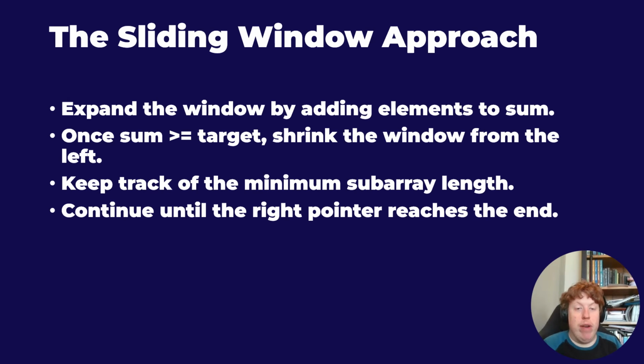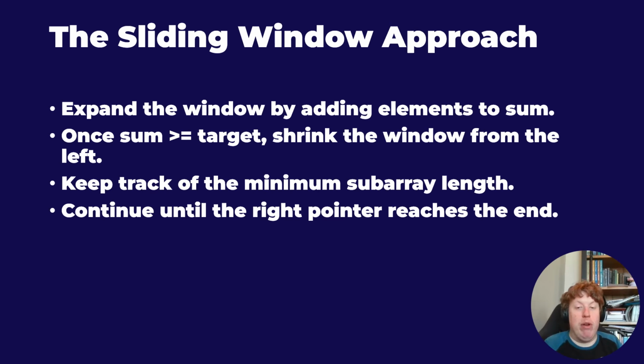Imagine walking across an array with a window that starts small. As we expand it by adding elements, we check if the sum meets or exceeds the target. Once it does, we try shrinking the window from the left to find the minimum possible length while still satisfying the condition. This balance between expanding and shrinking is what makes the sliding window so powerful.